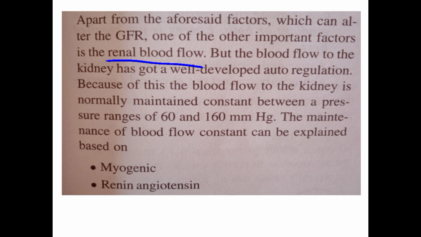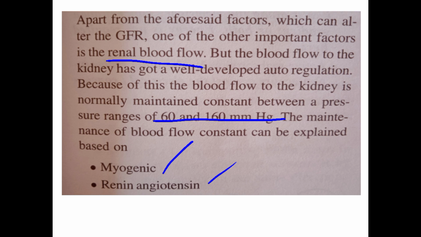So it is maintained normally between 60 to 160 mmHg. If the pressure in the blood vessels of the kidney increases above 160 or decreases below 60, it can't regulate. Only within the range of 60 to 160 is the regulation possible. By the myogenic mechanism and the renin angiotensin system, it regulates its own blood flow.